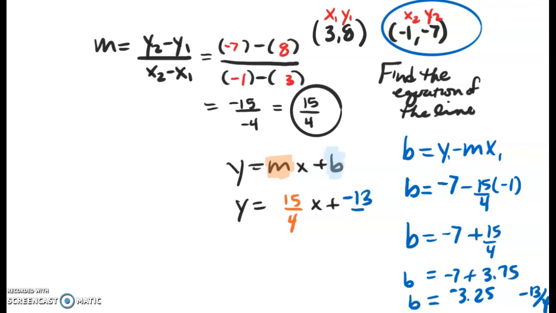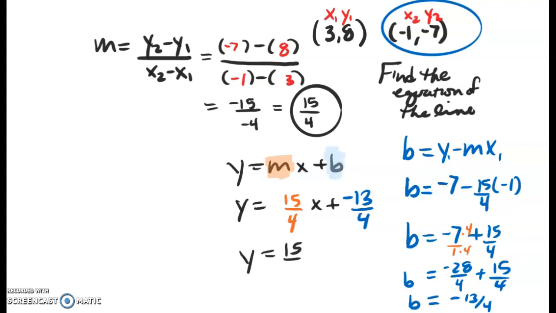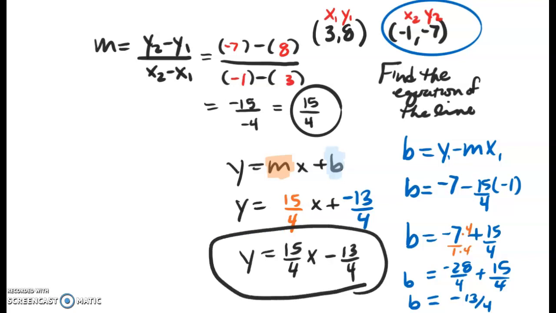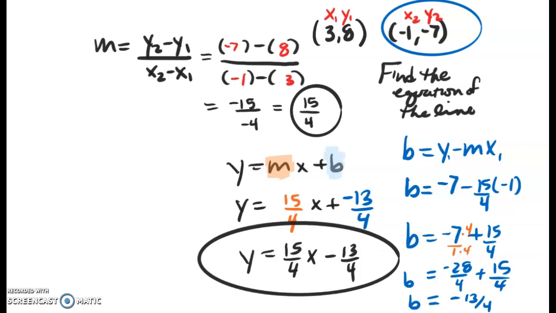So I would plug that in here. Otherwise, what I would do is I would find a common denominator. The common denominator here would have to be 4, and that means I would multiply the top and bottom of this by 4. So I'd end up with -28. So working with the fraction, I'd get -13/4. And now writing the equation, it would be y is equal to 15/4 x minus 13/4. That's the equation of the line that passes through these 2 points.